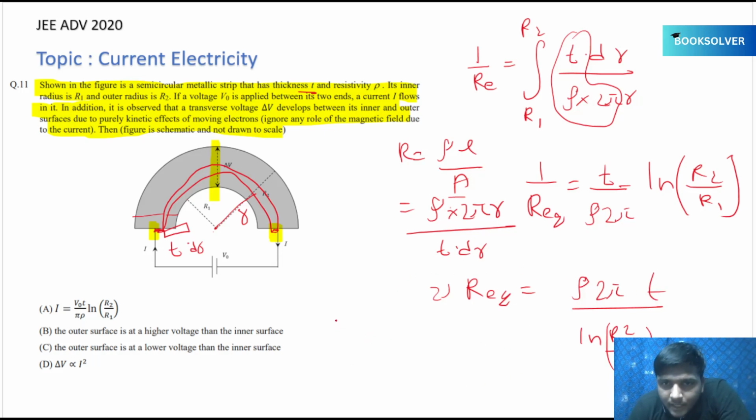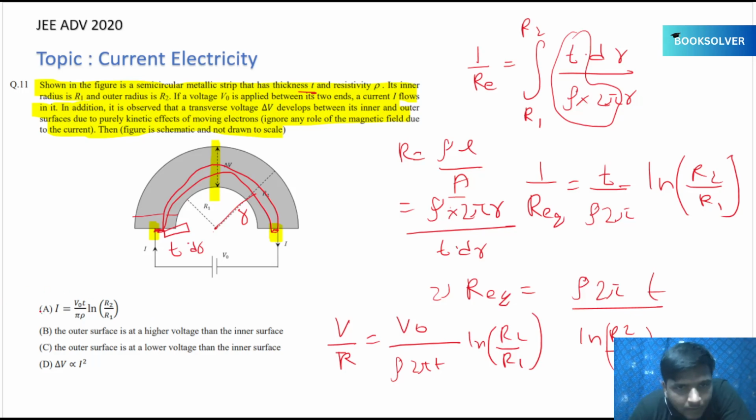Now what will be the current? It is nothing but V by R. V is given as V naught, so we divide by this R equivalent: V naught T over rho pi ln R2 by R1. So let's see whether it is matching our option. Absolutely yes, it is matching.